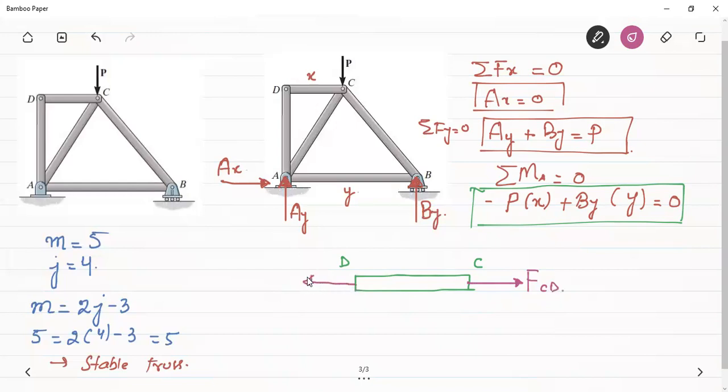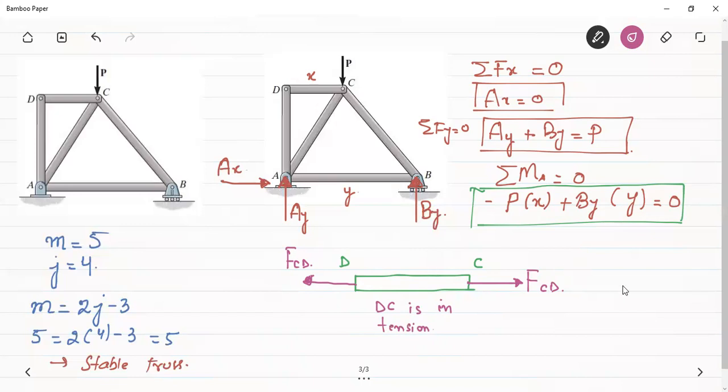This means that this member is in tension. This means that DC is in tension. Compression we would have shown in the opposite direction. Okay, that would have been pointing inwards.